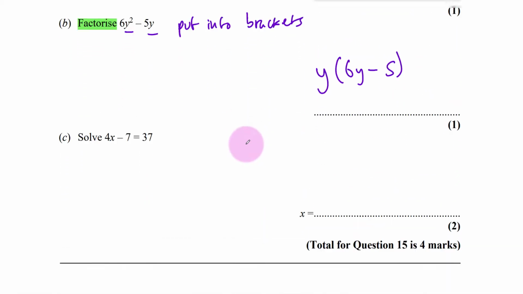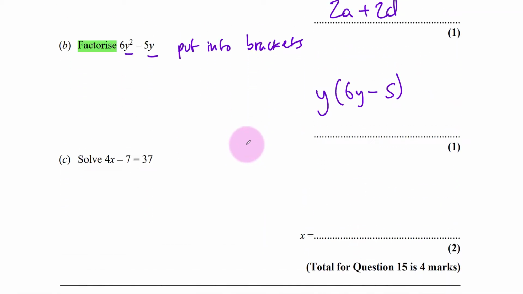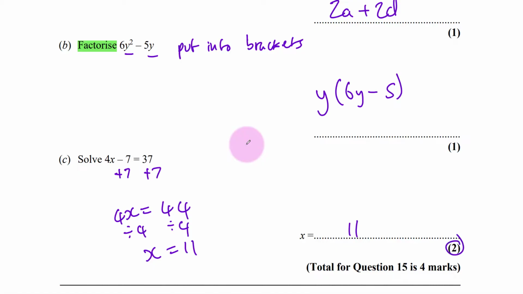Right, we go to balancing. What's the opposite of minus 7? We do the inverse, plus 7. So then we've got 4x equals 44. Divide by 4, x equals 11. Do check your answer. 4 times 11 is 44, minus 7 is 37, so we know we're correct. That should be a banker.